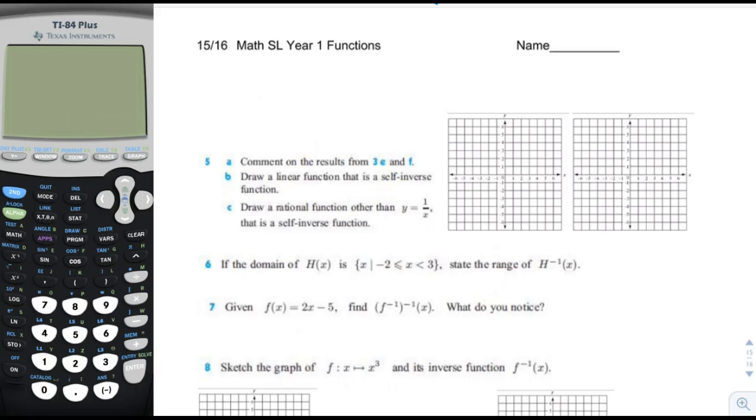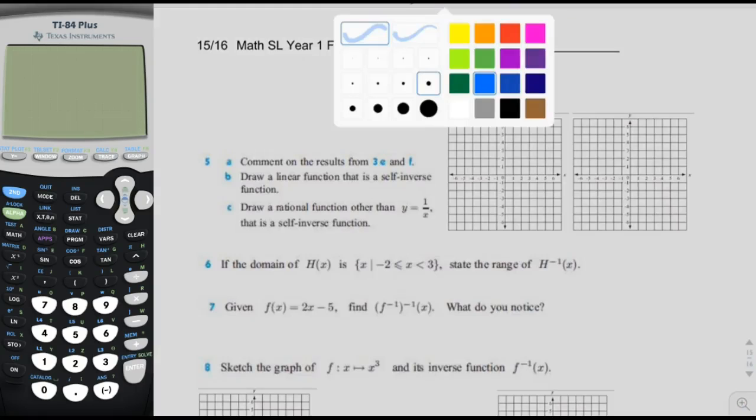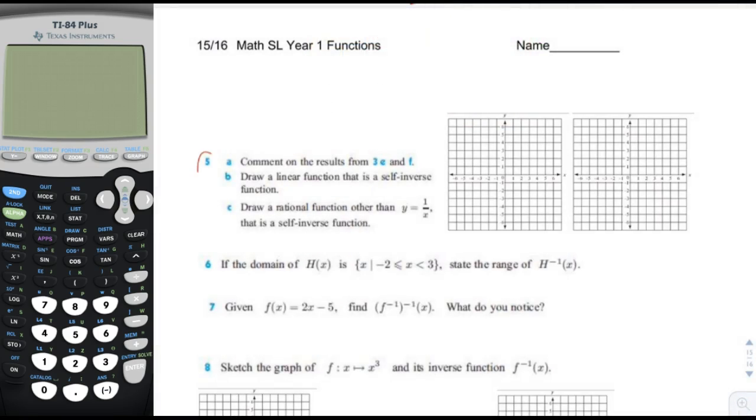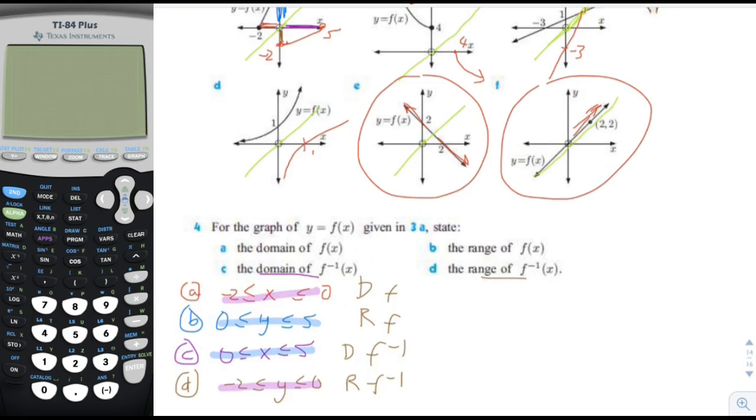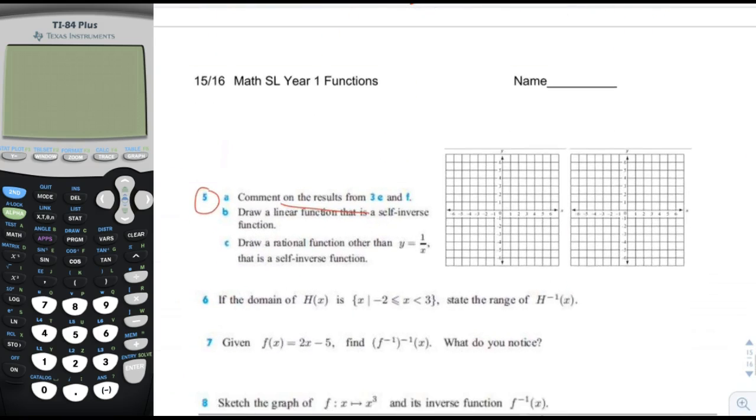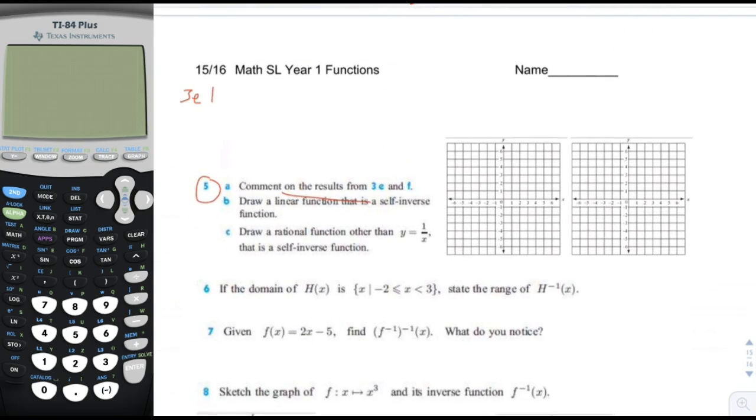Functions, page 15. Number 5, comment on the results from 3E and F. So let's go back to the last page and look at what 3E and F are. 3E and 3F were these two unusual inverse functions where the function itself and the inverse function are the exact same function. So that's what we're going to comment. We're going to say for 3E and F, the function was equal to the inverse function.